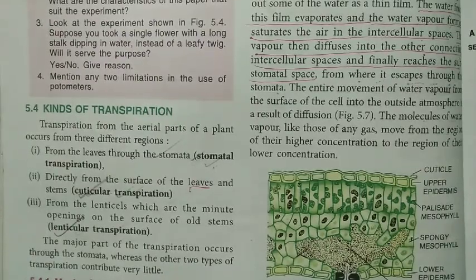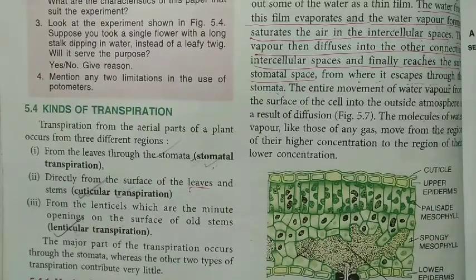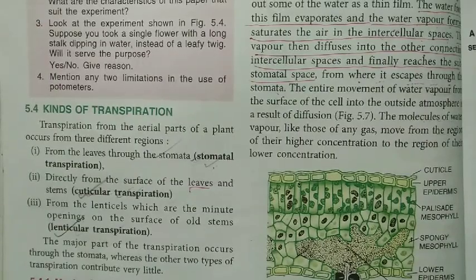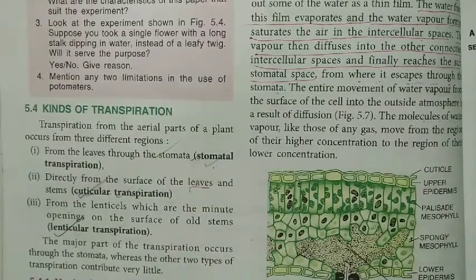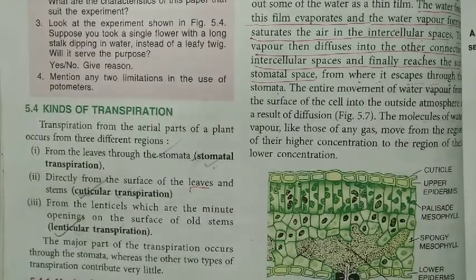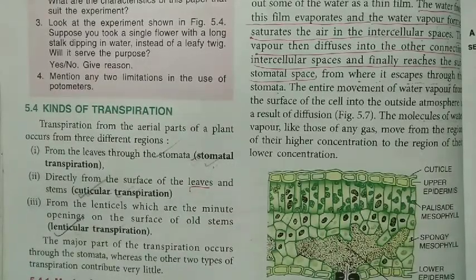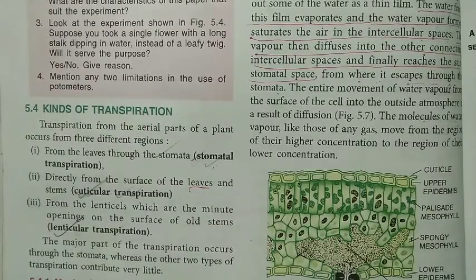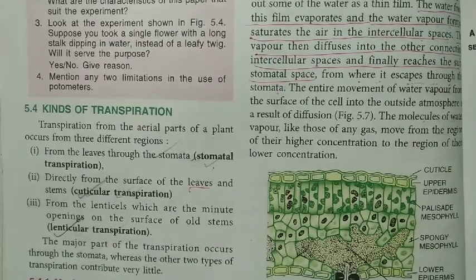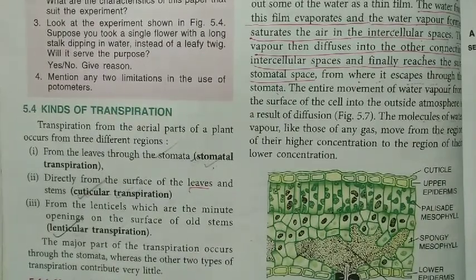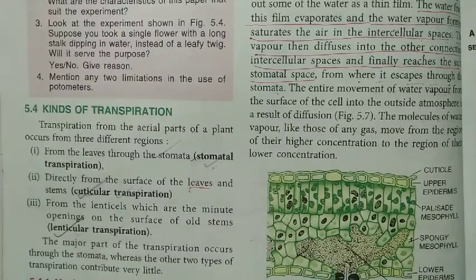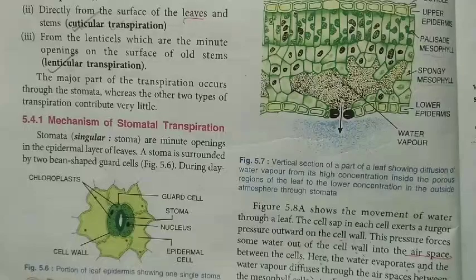Remember one thing, that the thickness of the cuticle is very important. If the cuticles are very thick, that means the loss of water will be very low. Now the third one is lenticular transpiration. Lenticels are basically the minute openings present on the surface, that is the bark, of the trees. However, not all plants have lenticular transpiration. Evaporation of water from the lenticels of the plant is known as lenticular transpiration.